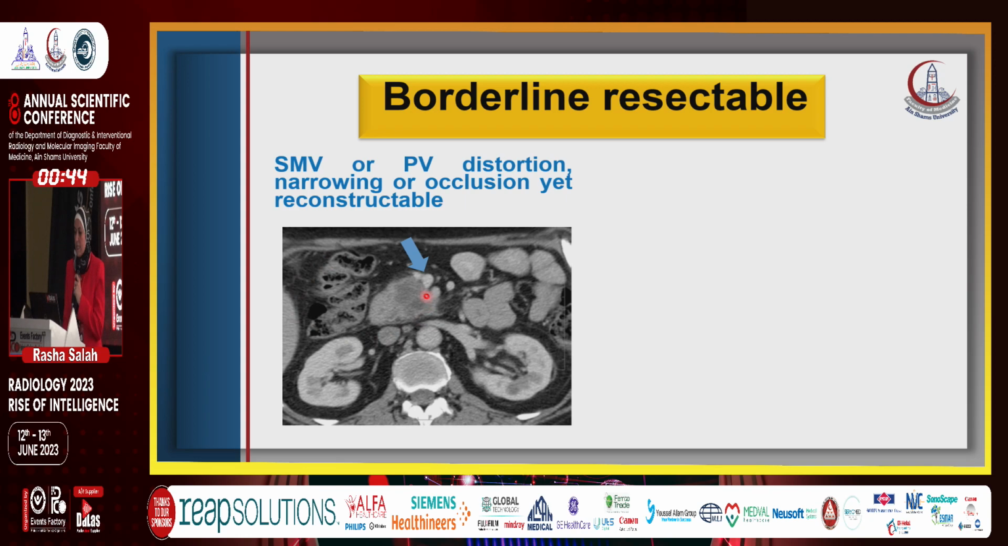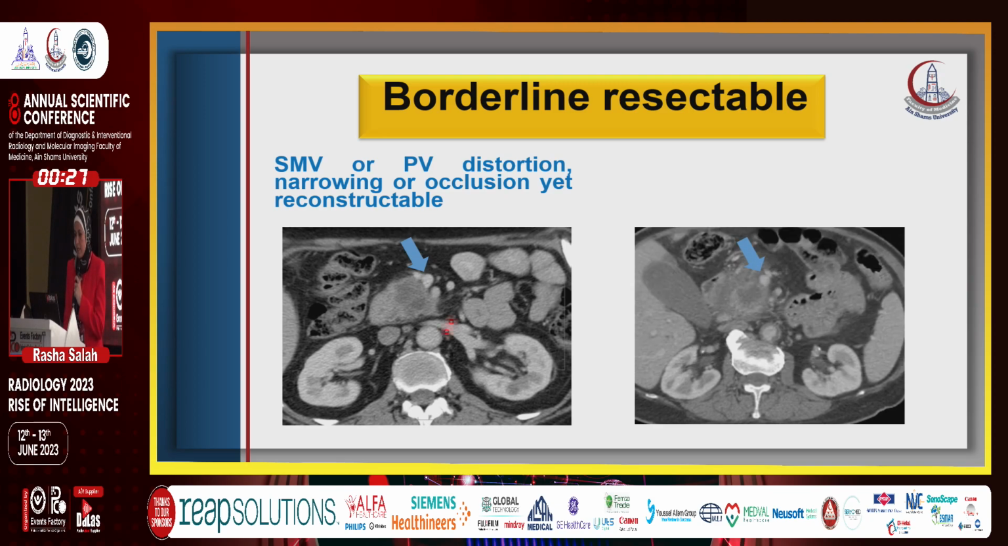So if we can see this mass is in contact with the SMV and it appears to be distorted, this is a borderline resectable tumor that is preferred to have neoadjuvant therapy first and then return for surgery after downstaging of the tumor. This is another example of a borderline resectable tumor with contact to the SMV and abutment of the SMA.